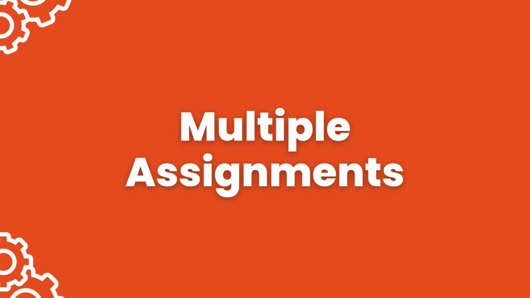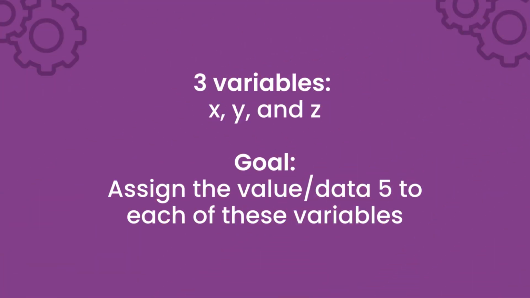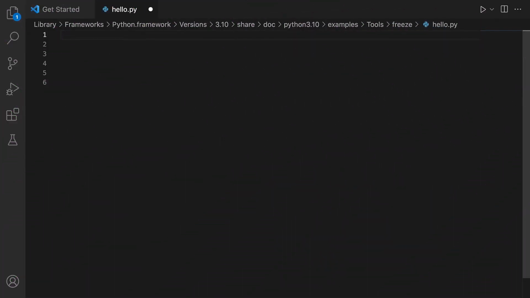In this video, I just wanted to show you guys some different ways you can assign values to multiple variables. Let's say I had three variables, x, y, and z, and I wanted to assign the value 5 to each of these variables. I could write it like this: x is equal to 5, y is equal to 5, and z is equal to 5.